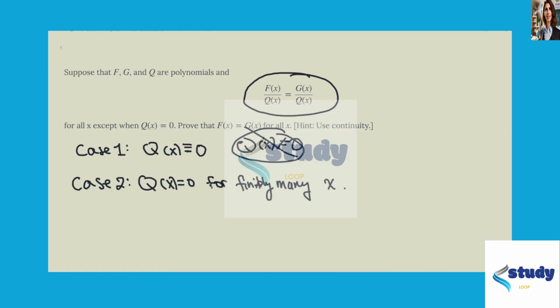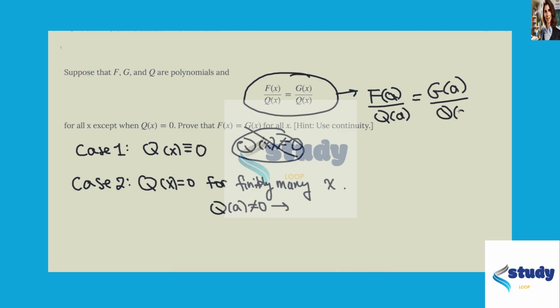So now, for example, if Q of A is not equal to 0, then we can use this equation up here, and we have F of A over Q of A equals G of A over Q of A. Since Q of A is non-zero, we can just cancel these, and then we see F of A equals G of A. So if A satisfies this equation here at those A values, F equals G.